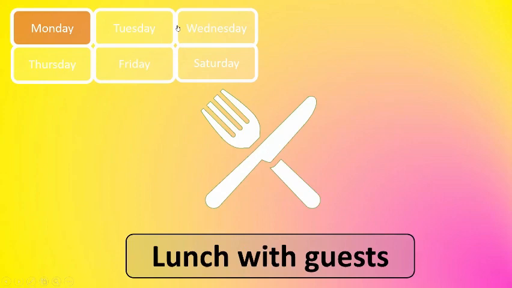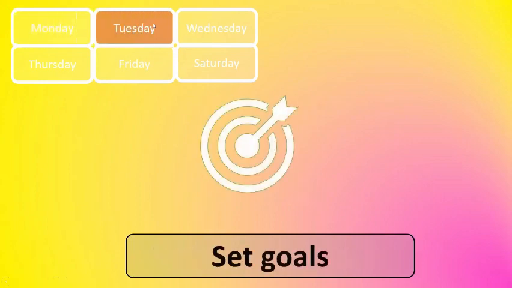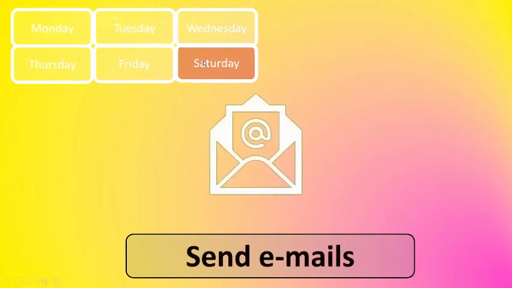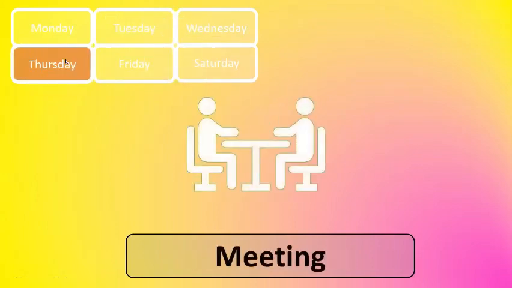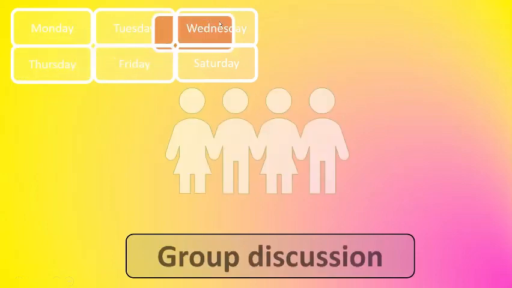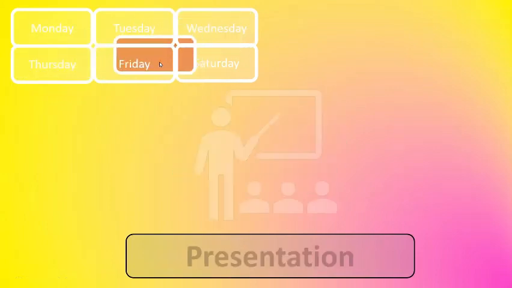Now if I click on Tuesday, it will go to Tuesday. If I go to Saturday, if I go to Thursday, Wednesday, Friday.